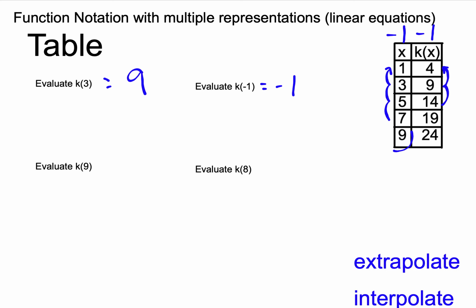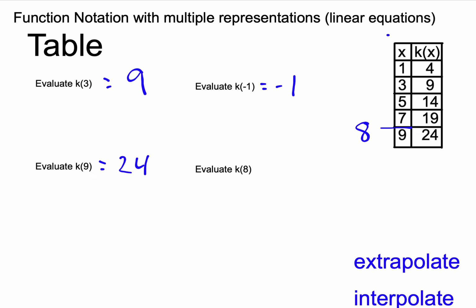K of 9 is 24. It's just right there in the table. We can read it right out. And K of 8. Now we don't have an 8 in our input column, but 8 does come halfway between 7 and 9. So we are going to use the linear pattern to find it.